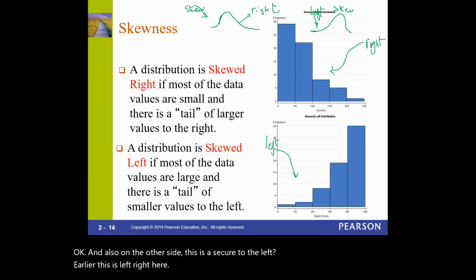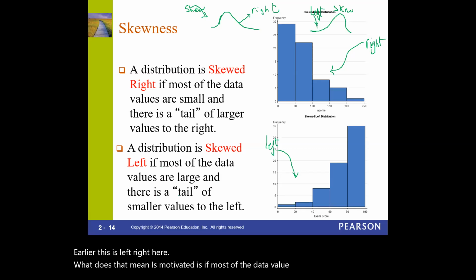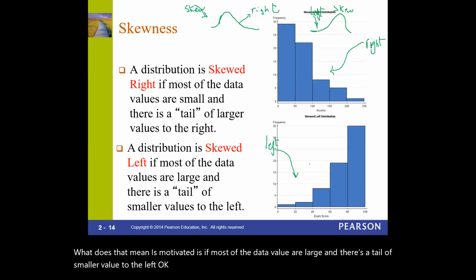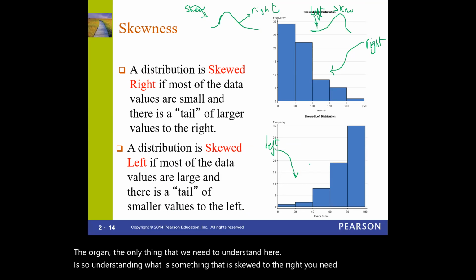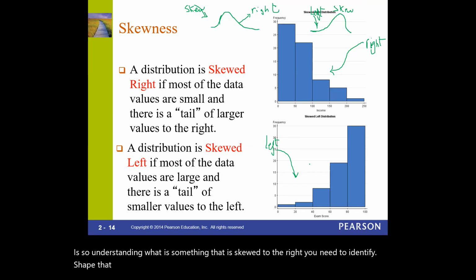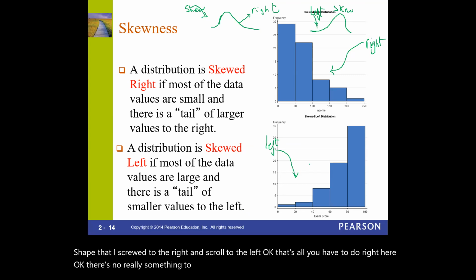What does that mean? If most of the data values are large, and there's a tail of smaller values to the left. Okay, so the only thing that we need to understand here is what is skewed to the right. You need to identify shapes that are skewed to the right and skewed to the left. There's nothing else really to grab out of it. You should just say, which one is skewed to the left, which one is skewed to the right? That's what you're going to have to do.